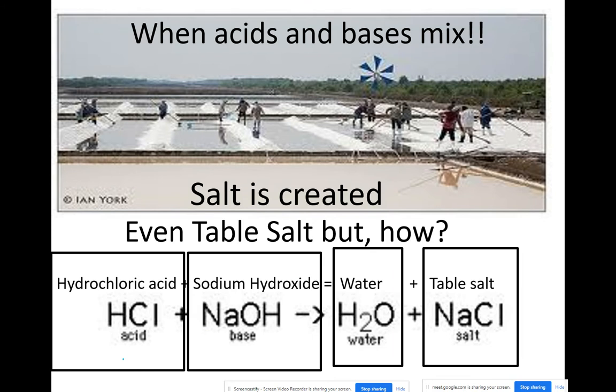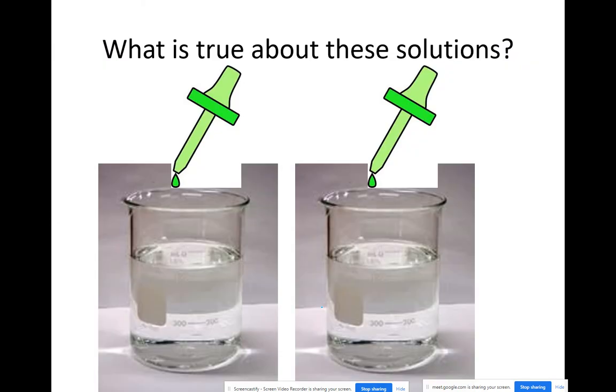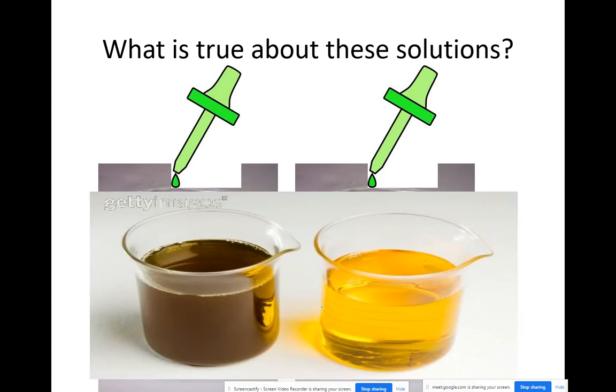Okay? So salt is created, and there's a chemical reaction of those two things going together. The arrow here means that energy is created or destroyed. All right? So now we look at these two solutions. I've got these two solutions, and I'm going to drop the same thing into both of them. When I do, they turn different colors. What does that likely indicate then?